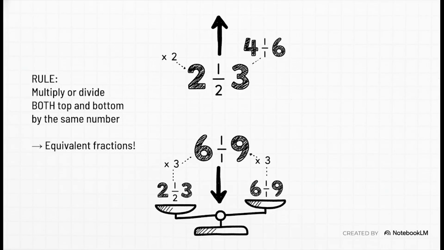So how do we create these different looks? It's super easy. You just have to remember one golden rule. Whatever you do to the top, you must do to the bottom. It's all about being fair. If you multiply the numerator by 2, you have to multiply the denominator by 2. If you multiply the top by 3, you multiply the bottom by 3. See, we're just keeping everything perfectly balanced.